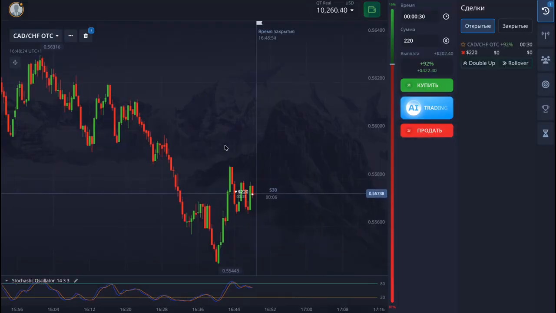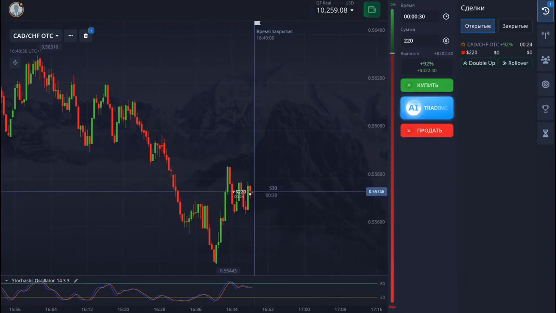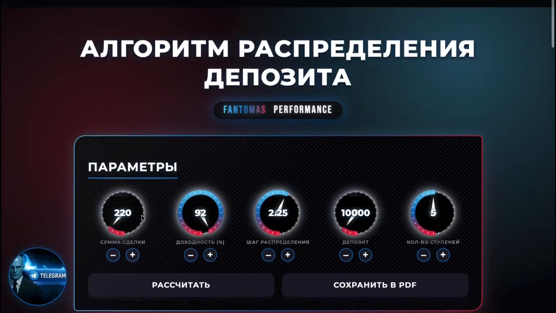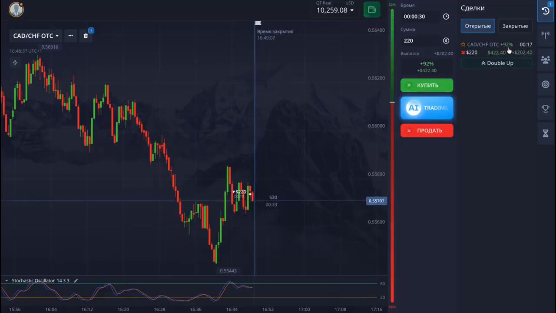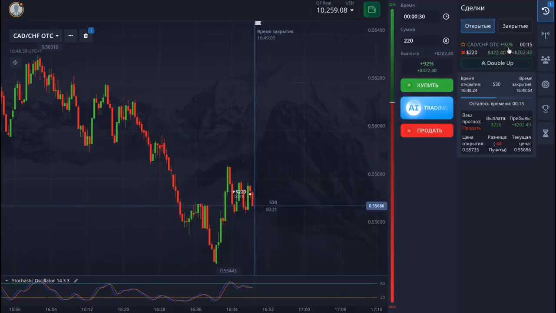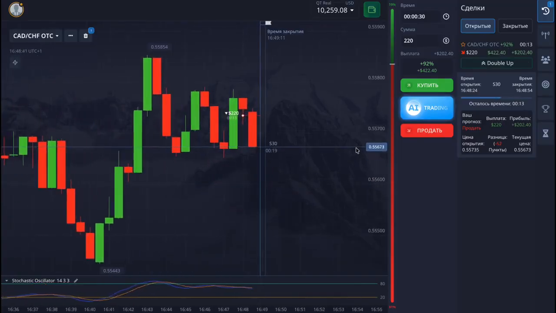Okay, well, come on, I'll go in here. I took CAD down for 30 seconds, and I took $220. That is, I took the first step of our table. So where is it? The first step of our table, and we're watching. 15 seconds left. 53-point move.